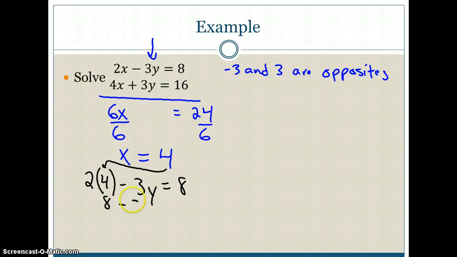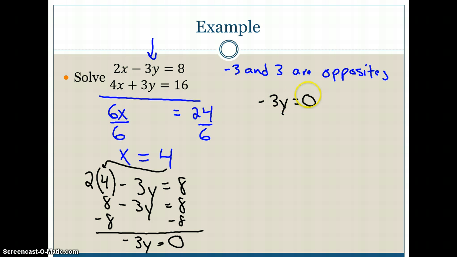So I get 8 minus 3y equals 8. From here, we subtract 8 from both sides. We get -3y equals 0. Divide both sides by -3. We get y is equal to 0. That gives us our final answer of (4, 0). That's our final answer.